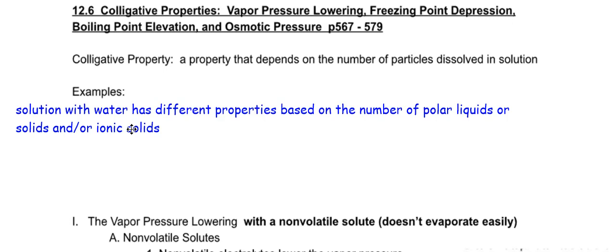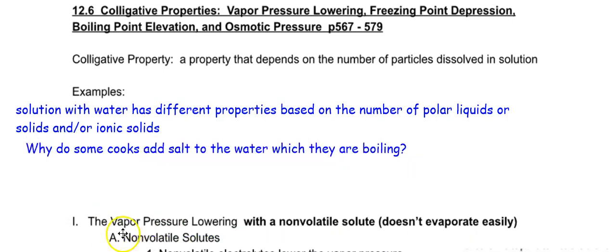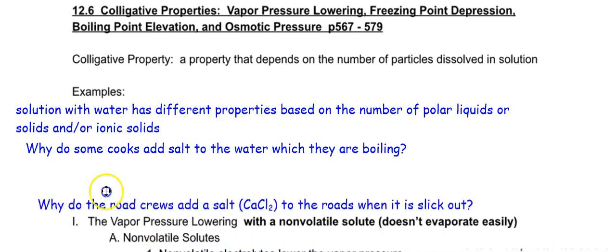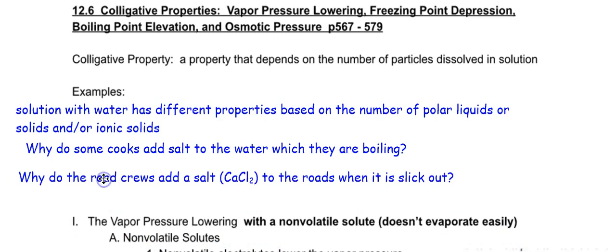So by putting these things into water, we are changing the properties of that solution. What kind of properties? Vapor pressure, freezing point, boiling point, and osmotic pressure. We are changing all of those. So for examples, why do some cooks add salt to the water in which they're boiling? Is that to make it nice and salty? Well, maybe, but there could be another reason for putting salt into the water. Why do road crews add salt, which is calcium chloride, to the roads when it's slick out, when it's icy out?